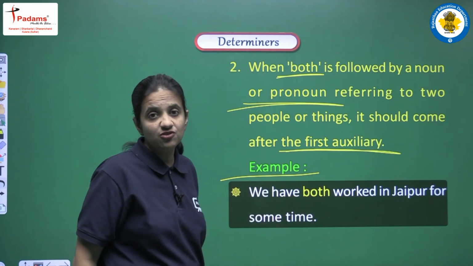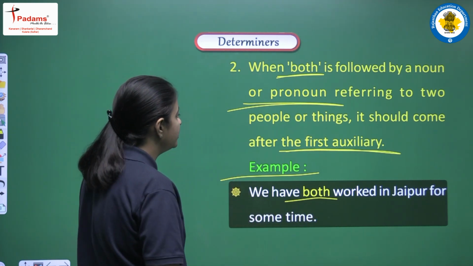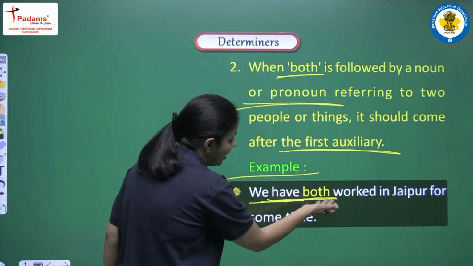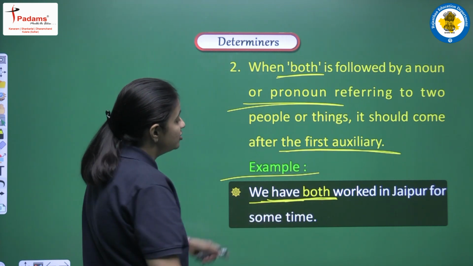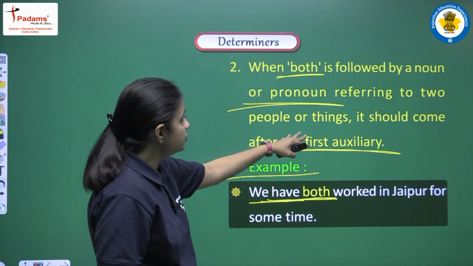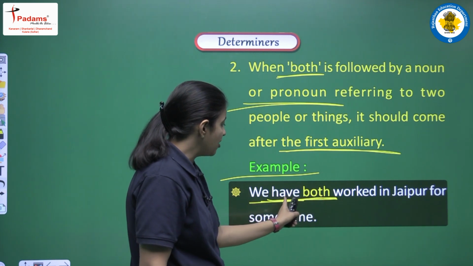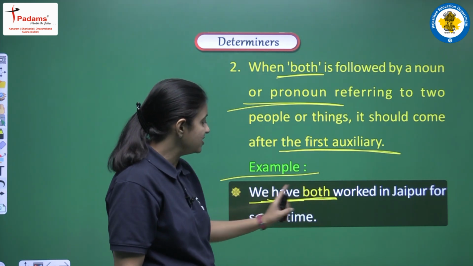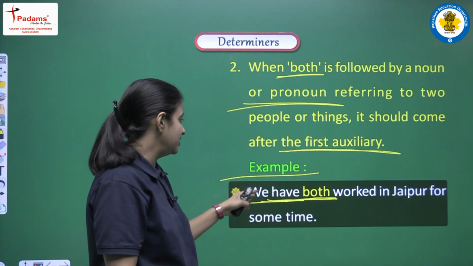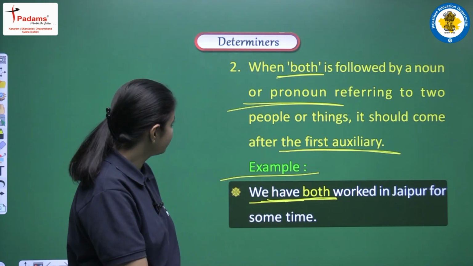Let's observe the structure very closely. We are having both in this sentence, but the important thing is that it is after have. Where have we written both? After have, that is our auxiliary verb. So this is the structure of the sentence. It means that when both is followed by a noun or pronoun, at that time we have to use both after the first auxiliary, and this is the reason we are writing both after have. And the structure that we are having here is, we have both worked in Jaipur for some time.